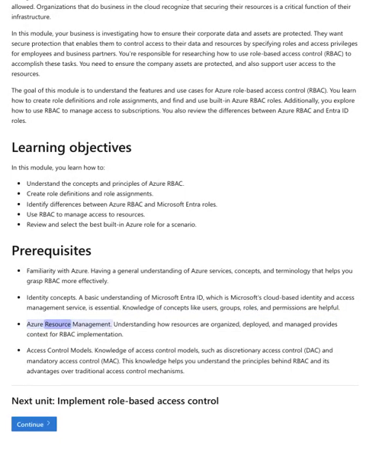Azure Resource Management. Understanding how resources are organized, deployed, and managed provides context for RBAC implementation. Access control models. Knowledge of access control models, such as discretionary access control, DAC, and mandatory access control, MAC. This knowledge helps you understand the principles behind RBAC and its advantages over traditional access control mechanisms. Next unit. Implement role-based access control.